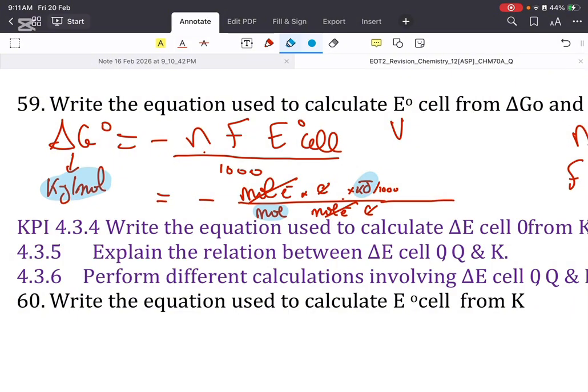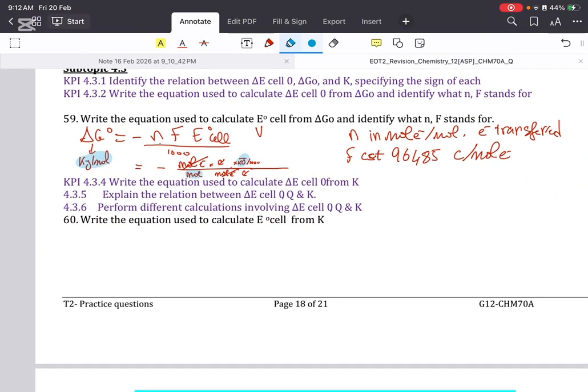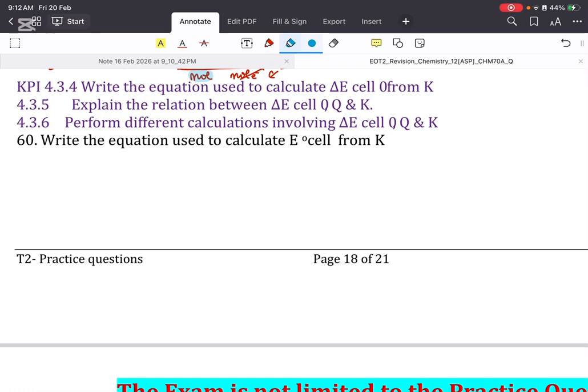Now, let's continue. So write the equation used to calculate E cell from K. Now again, E cell is RT over NF ln K.